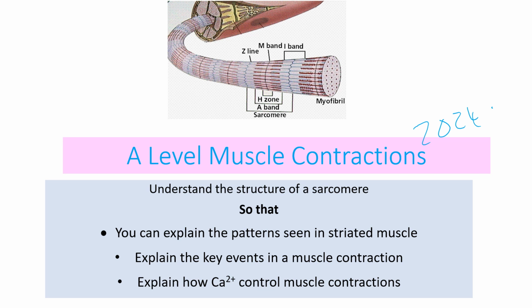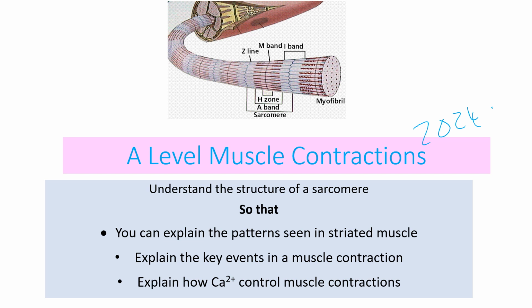What we're going to look at today is the structure of the sarcomere. We're then going to look at what the different patterns are that you can see in that picture there, so the A band, the H zone, all that sort of stuff. And then we're going to look at the key events in muscle contractions, which is probably the hardest question that you'll get on this.